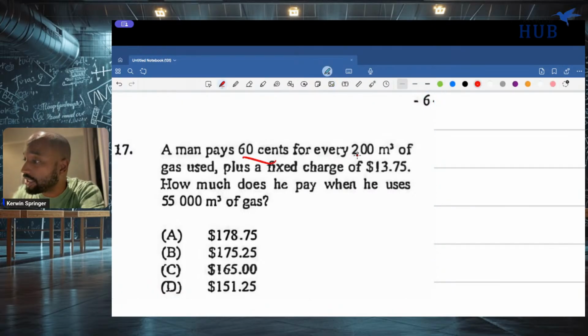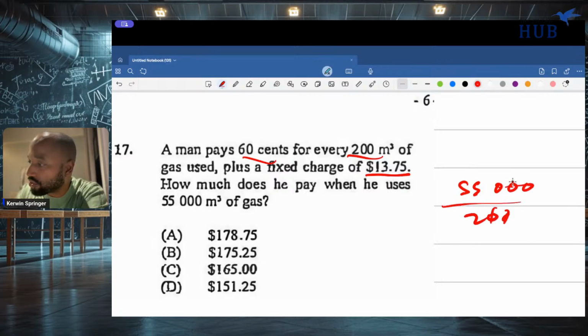A man pays 60 cents for every 200 plus a fixed charge of this. How much does he pay? Did we do this already too? And I divide, and what was the answer? Are they starting to hit me repeat? So this means home time. So 50, we did this yesterday. Divide by 200, cross, 2 into this. What was that? 225, 275.